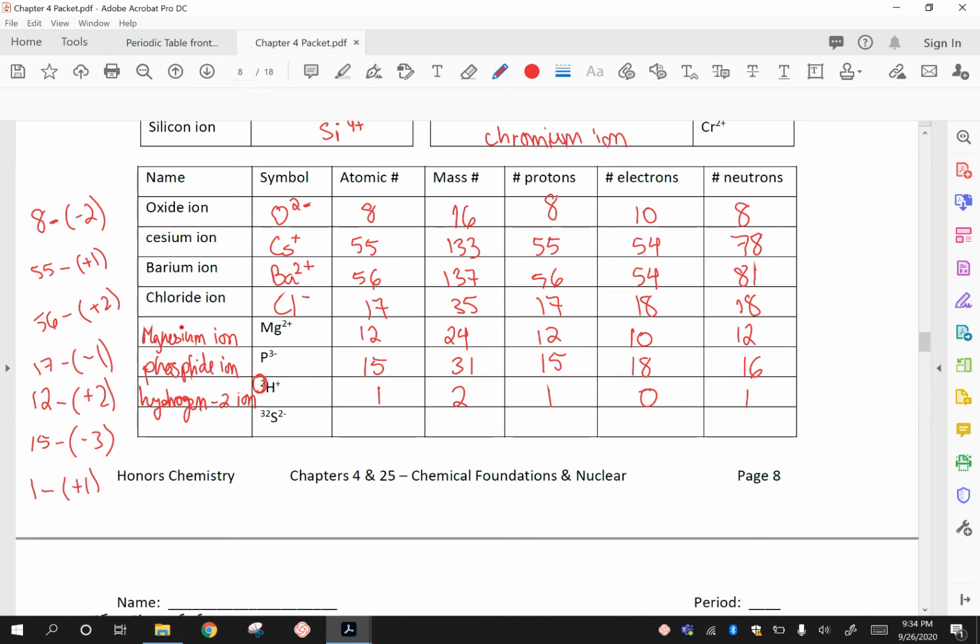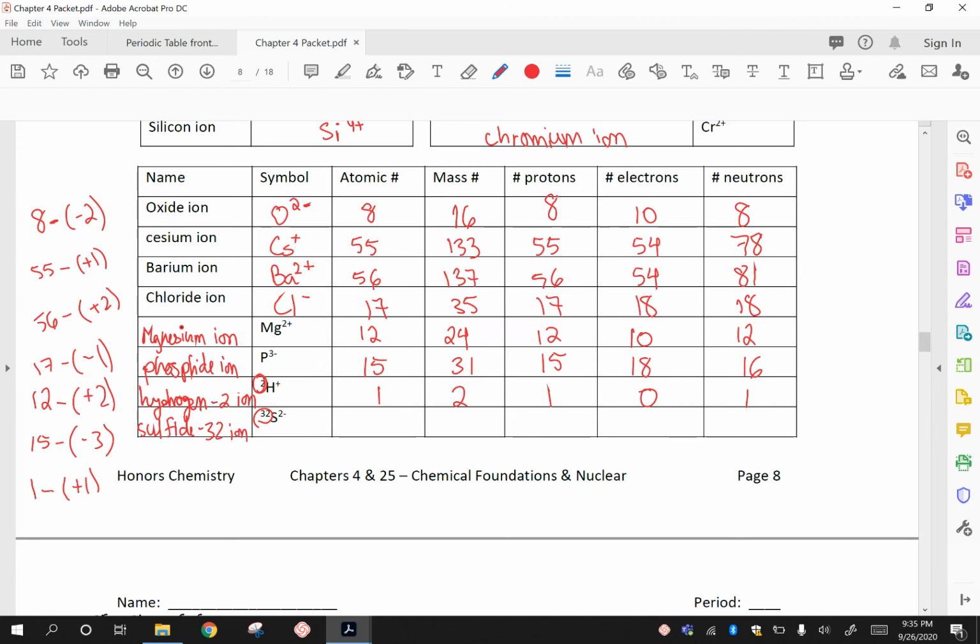Last one we have here is sulfur, but it's an ion, so we need to change it to ide, so sulfide ion. But also it is a specific isotope, it's not just a mixture of sulfur. So this would be sulfide 32 ion.